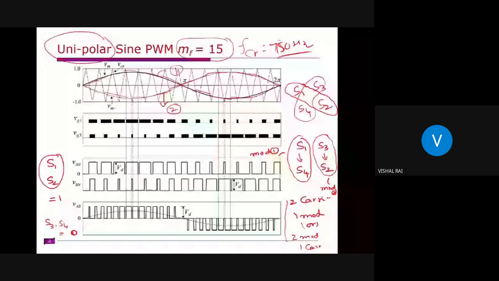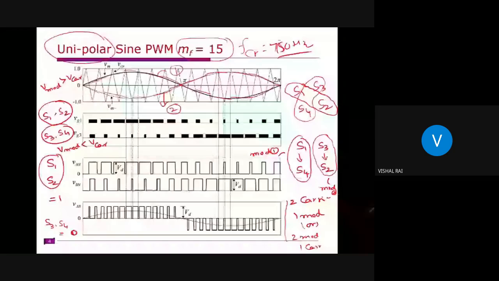So in case of bipolar, the switches S1 and S2 are the same, and similarly S3 and S4 are the same. S1 is controlled when the modulating signal is greater than the carrier, and in the other case when the modulating signal is less than the carrier.